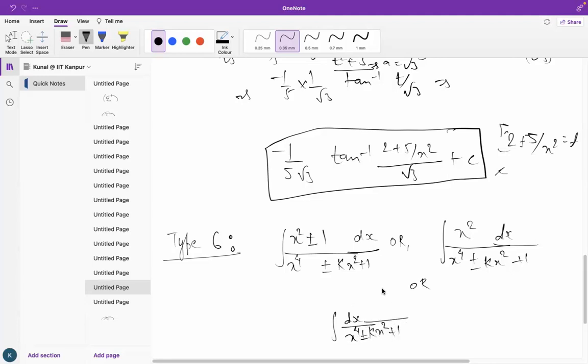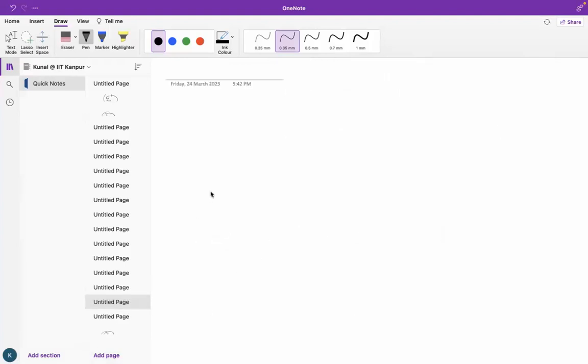So this is our type 6, where our integrand looks like a quadratic function in the numerator and a biquadratic function in the denominator, in which the coefficient of x in the numerator is 0 and the coefficient of x cube in the denominator is 0. So let's see how to approach this problem. So we have to do some things, let me add some page here.